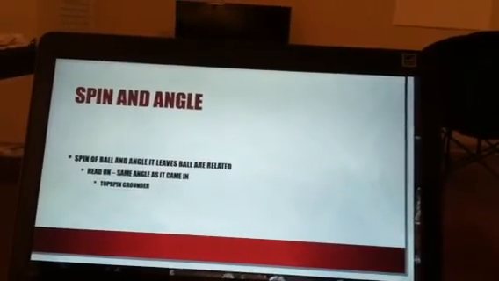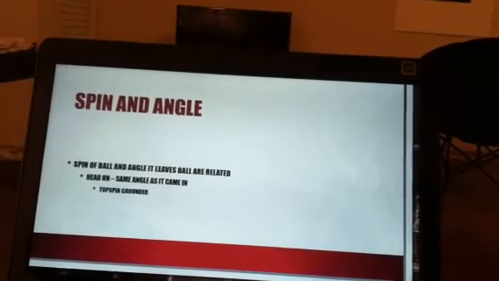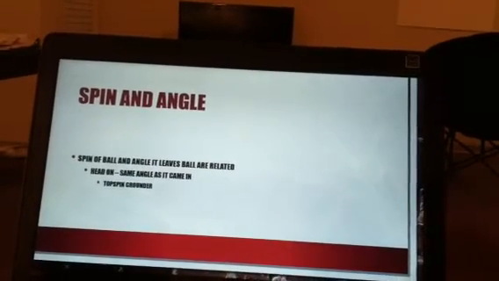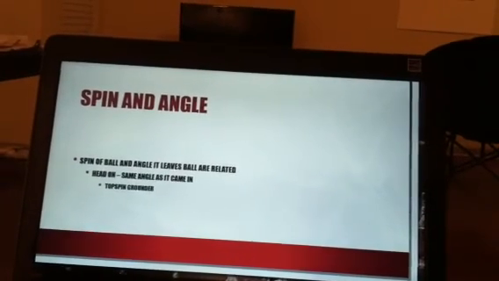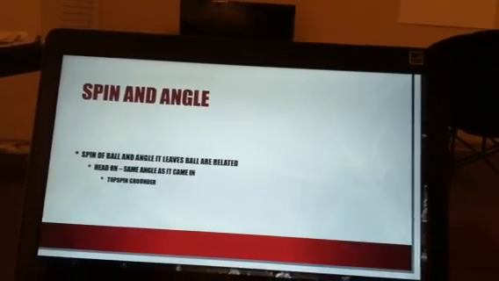Spin and angle. The spin of the ball and the angle the ball leaves the pitcher's hand are related. In a head-on collision, the same angle occurs as it came in with, and this can occur with a topspin grounder.